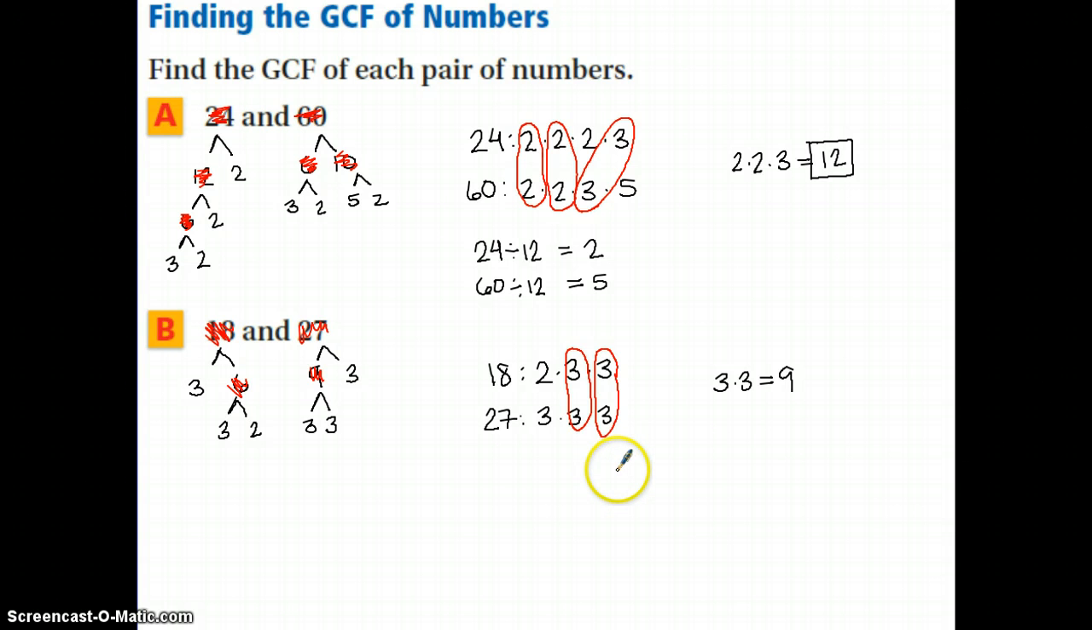So what we just found is that we can take 18 and divide it by 9. When we divide, we get 2. When we divide 27 by 9, we get 3. So 9 is the greatest common factor of 18 and 27. It is the largest number that you can divide both of those terms by.